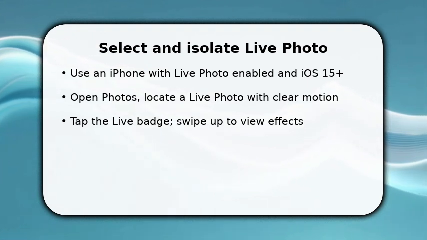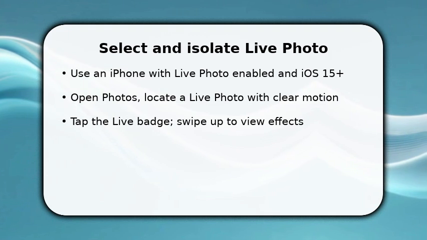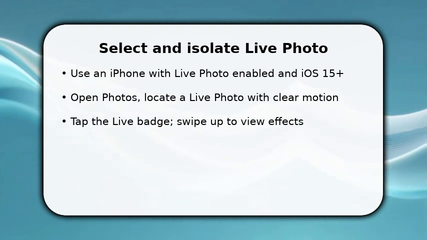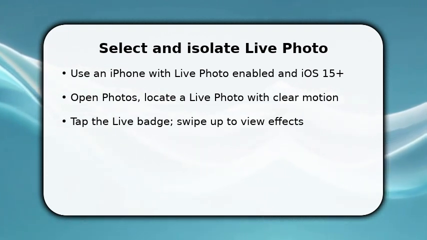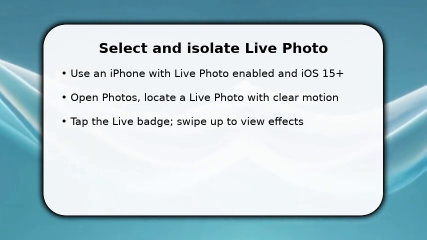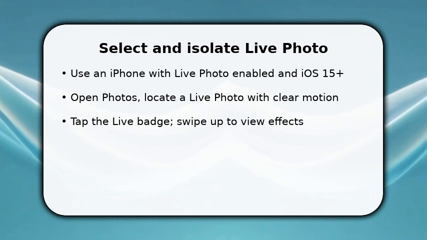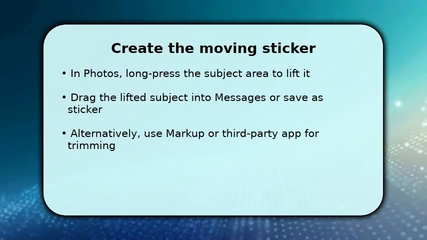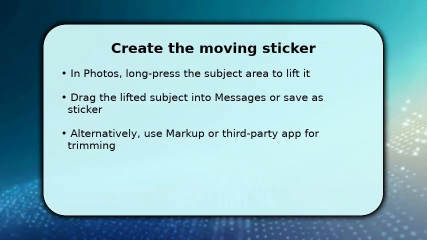Make sure the subject is isolated visually. If not, pick a frame where the background is simple. Next, tap Done and prepare to extract the subject for a sticker. You lift the subject by pressing and holding on the live photo preview until the subject detaches. This uses background separation to make a sticker.